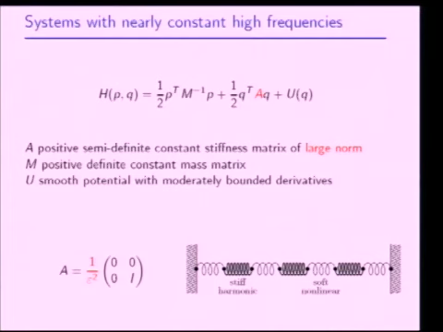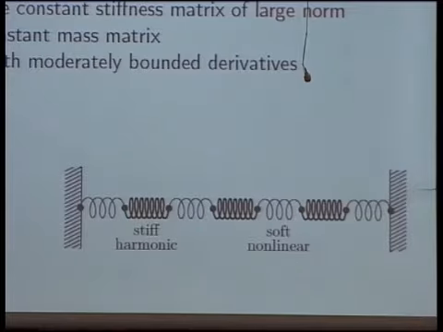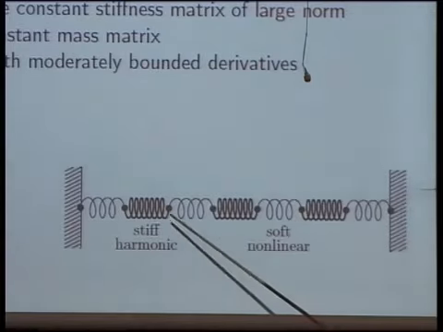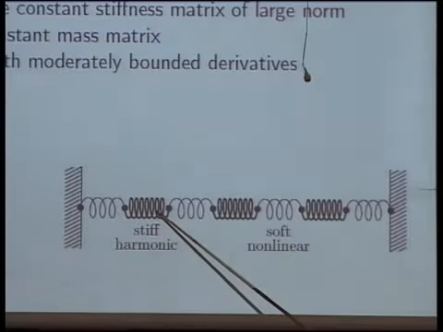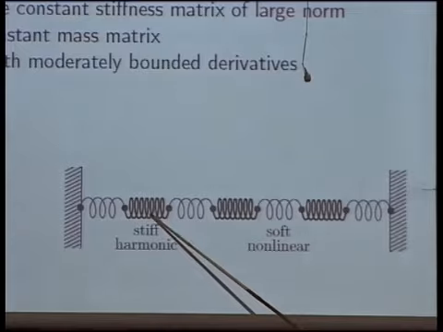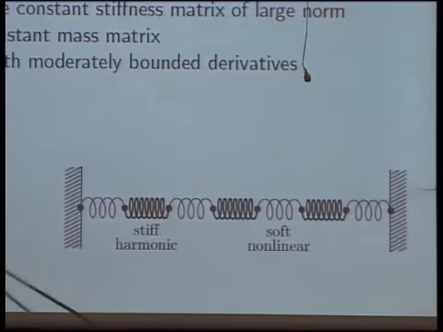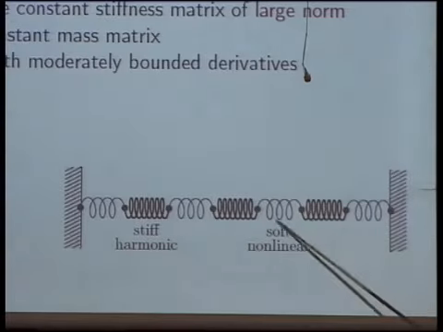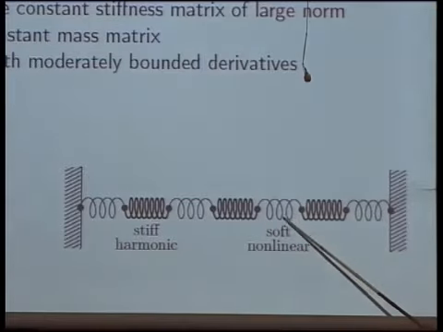Now, a nice mechanical example, which is just of this form, is given by such a Fermi-Pasta-Ulam chain, where you have mass points connected by springs, and say by two different types of springs, by stiff harmonic springs with a spring constant 1 over epsilon squared, where epsilon is small, and another type of soft nonlinear springs which would correspond to this potential U up there.